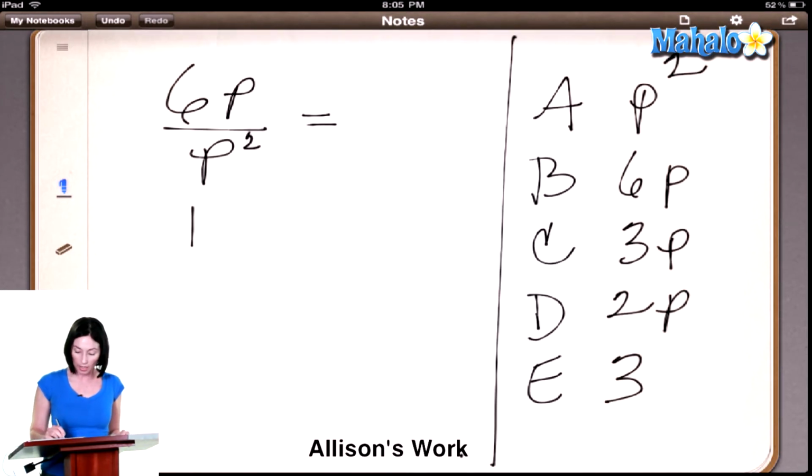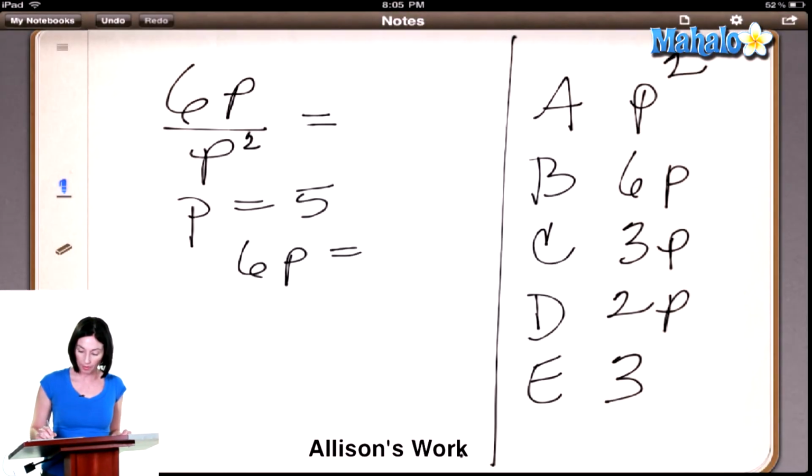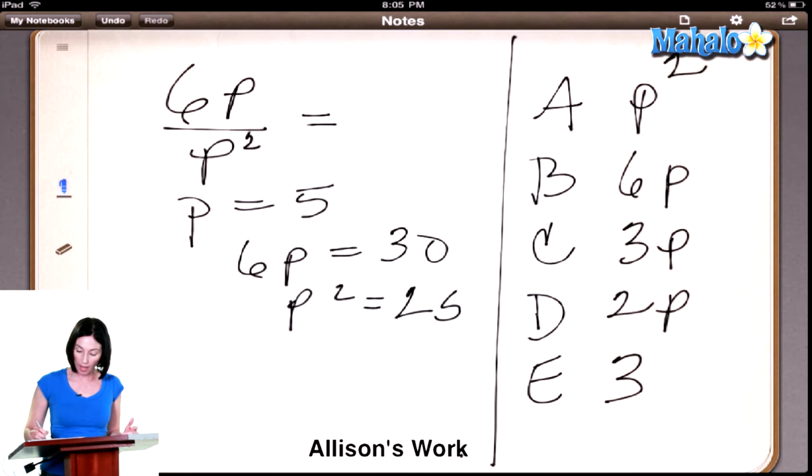Right. So let's say p is equal to 5. Then 6p would be 30, 6 times 5, and p squared is what? 25. Right. Now, if you divide 30 by 25, do you get a remainder? Yes, you do. So is p squared a factor of 6p?